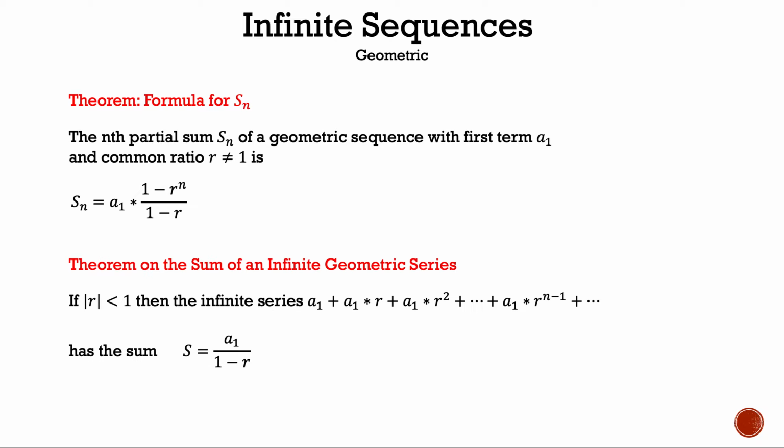The next theorem that we're going to be talking about is the theorem on the sum of infinite geometric series, which is: if the absolute value of r is less than 1, then the infinite series a sub 1 plus a sub 1 times r plus a sub 1 times r squared plus dot dot dot plus a sub 1 times r to the power of n minus 1 plus dot dot dot has a sum S equal to a sub 1 divided by the quantity of 1 minus r.